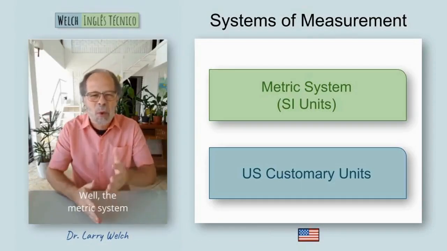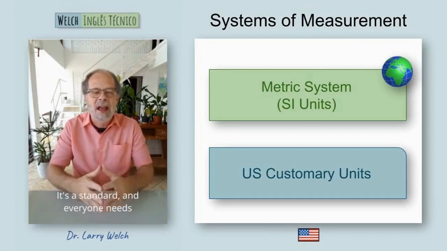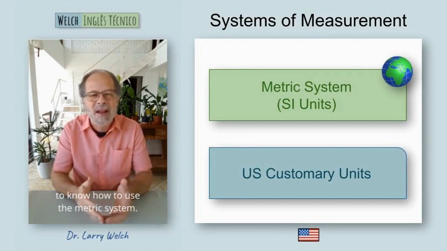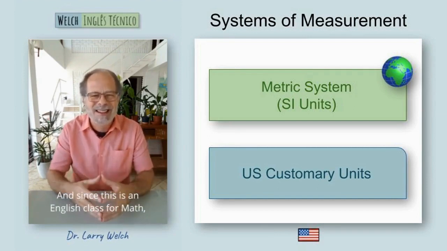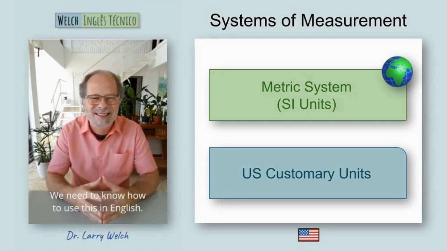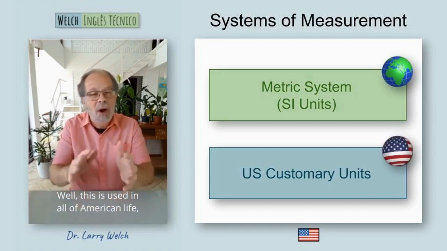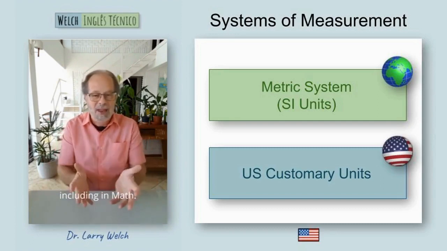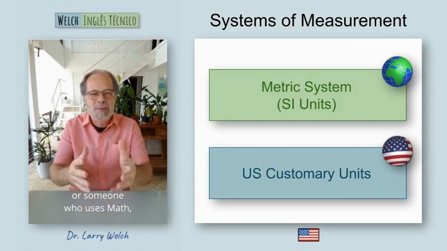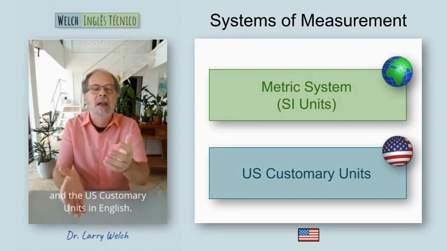Why these two? Well, the metric system is used worldwide. It's a standard, and everyone needs to know how to use the metric system. And since this is an English class for math, we need to know how to use this in English. The U.S. customary, well, this is used in all of American life, including in math. So, as a math student or someone who uses math, you need to know both the metric and the U.S. customary units in English.